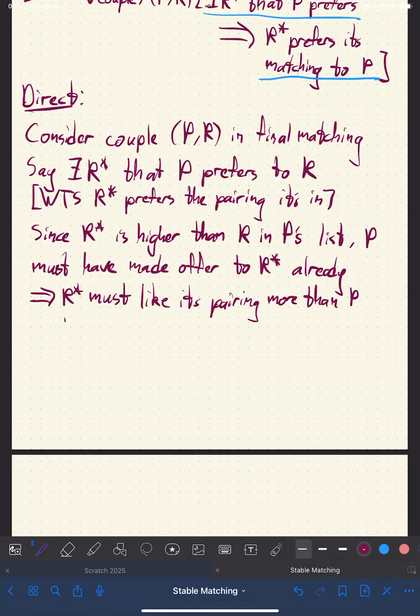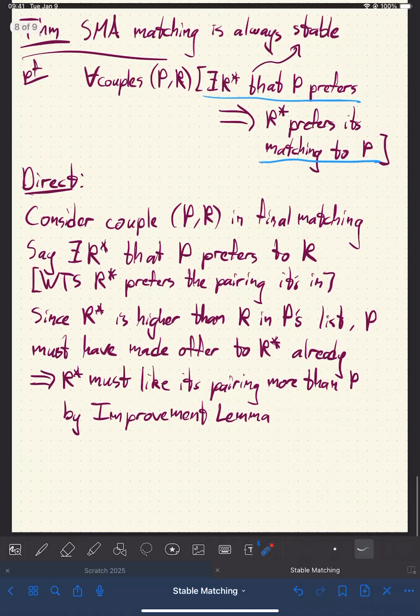Why? By the improvement lemma. Remember, the rejectors are always getting better and better, right? They never get worse. That is, R star at some point must have rejected P in favor of its current pairing. And it's always going to get better and better pairings than previous loops. And P must have been a previous loop because it must have already proposed to R star already. So this is the argument, right?